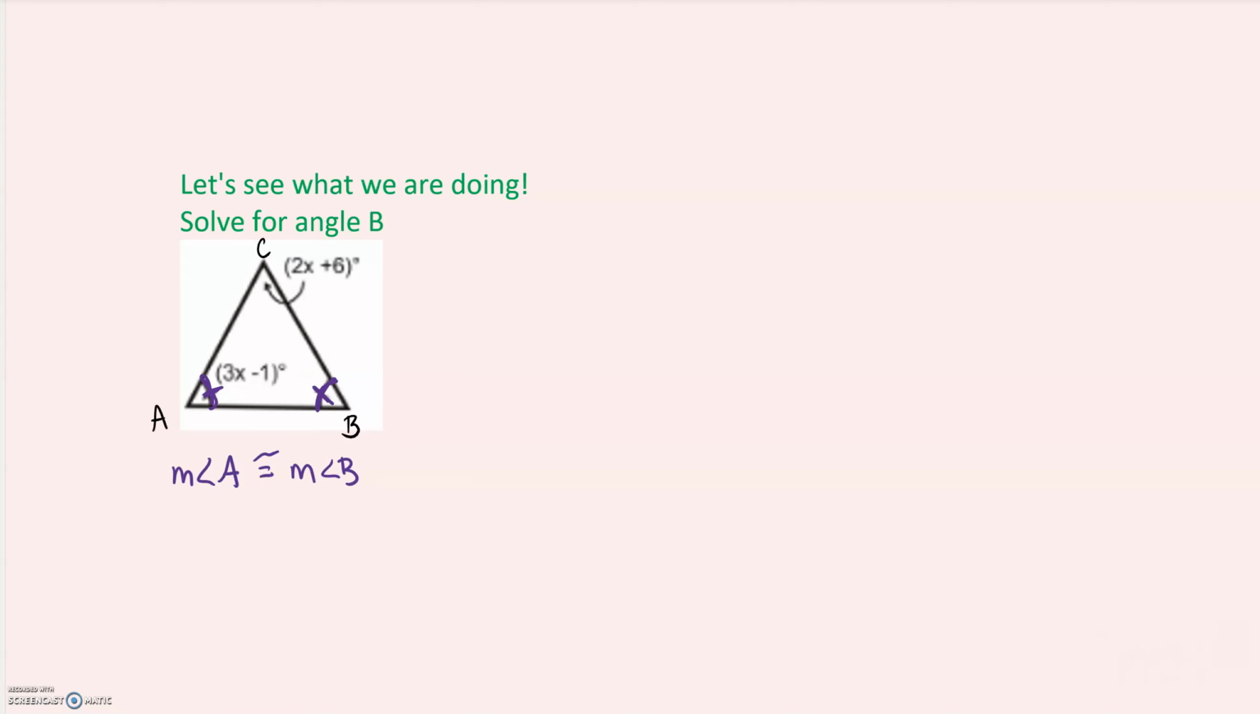So what we're going to do is add all of these up and set them equal to 180 degrees. So I'm going to say that this 2x plus 6 plus 2 times 3x minus 1, because both angle A and angle B are the measure 3x minus 1, equals 180 degrees. And then I'm just going to solve this problem like I normally would. So I'm going to distribute and write everything else exactly how it is because none of that's going to change. So that gives me 6x minus 2 equals 180.